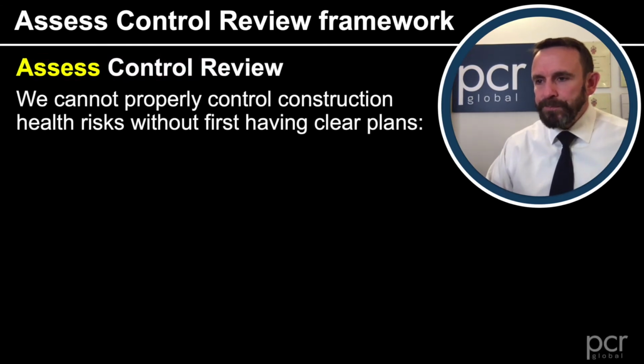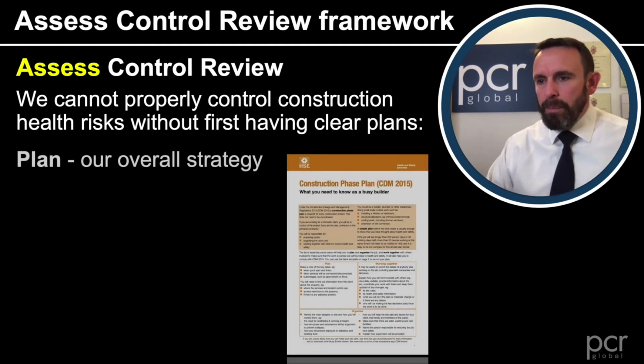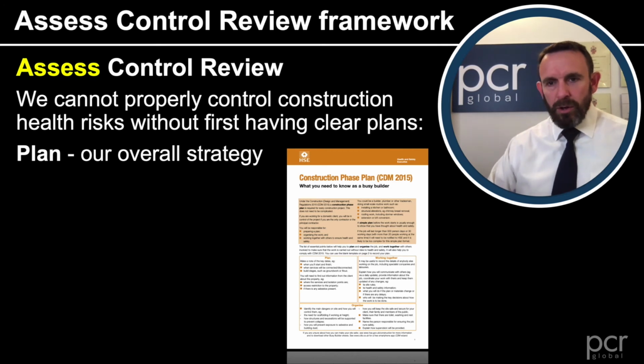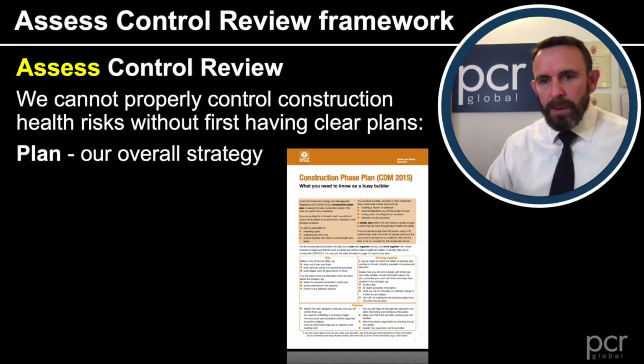Assess. We cannot properly control construction health risks without first having clear plans. So for us, that could look like the construction phase plan. There's a copy there of CIS 80, which is the construction phase plan for busy builders. It's only a 2-page document, and that's going to help us to plan our overall strategy for health.